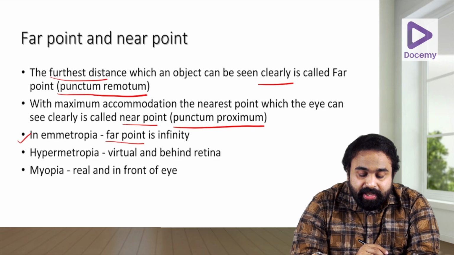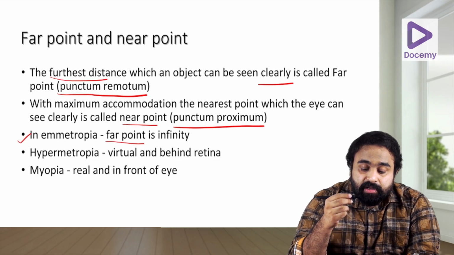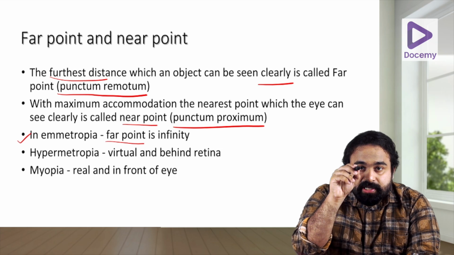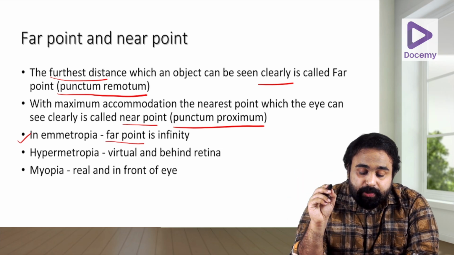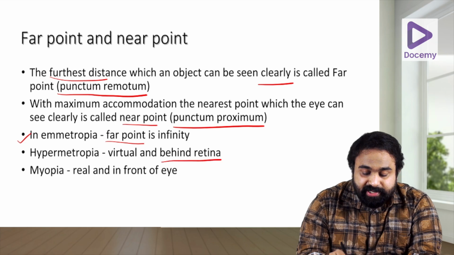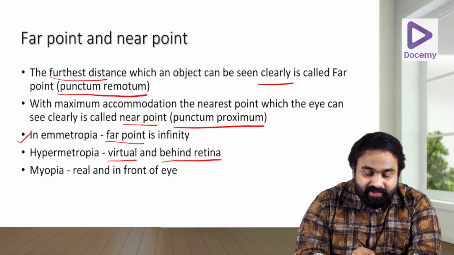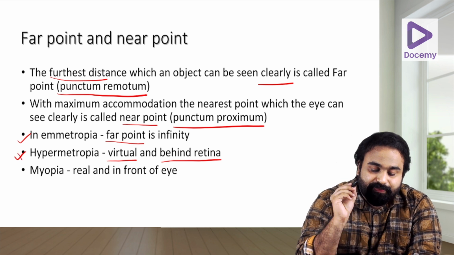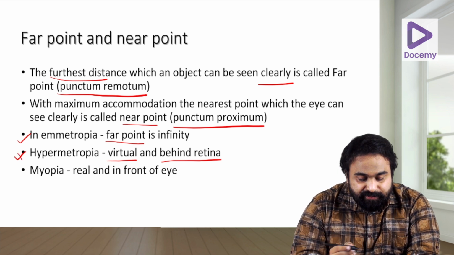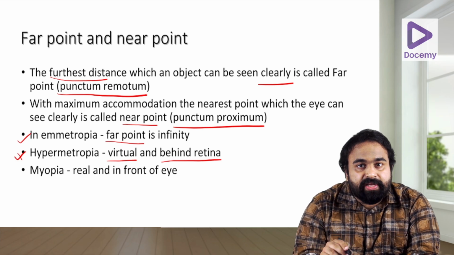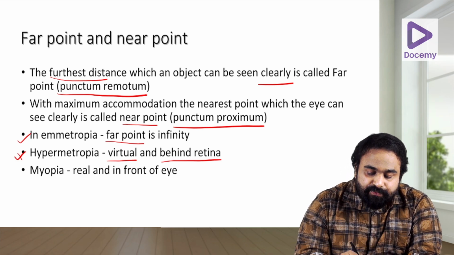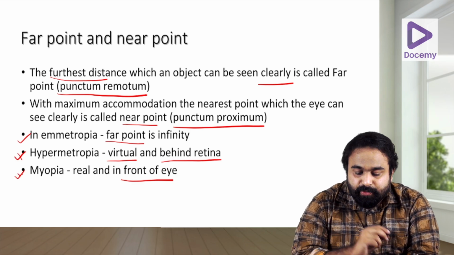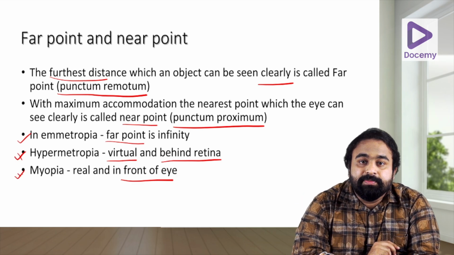And in hypermetropia, the far point is virtual. The far point is never focused on the retina. So when we track it back, it is a virtual point and it is behind the retina. So in hypermetropia, the far point is virtual and behind the retina. One MCQ for you. And in myopia, the far point is real and it will be in front of the eye. It's not infinity, it will be in front of the eye. That's another MCQ.